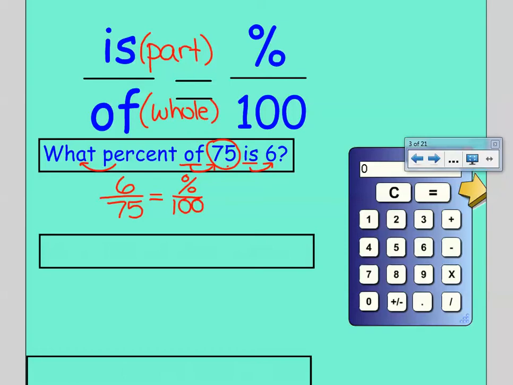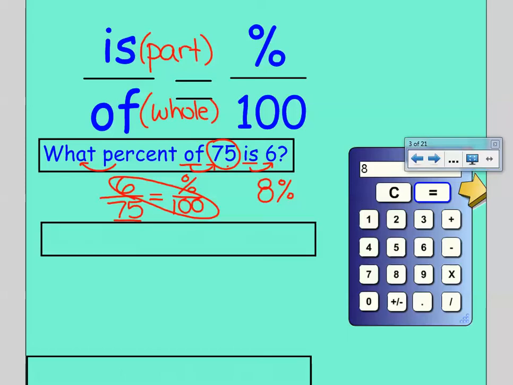From there, we're going to do what we always did, and we're going to multiply our diagonal across and divide by that last number. So on your calculator, you would type 6 times 100, and then you would divide that by our last number of 75. Hit equals to get our answer of 8, and since I was solving for the percent, I would put a percent sign behind it. Let's try another one to see if you guys are seeing kind of what's happening here.